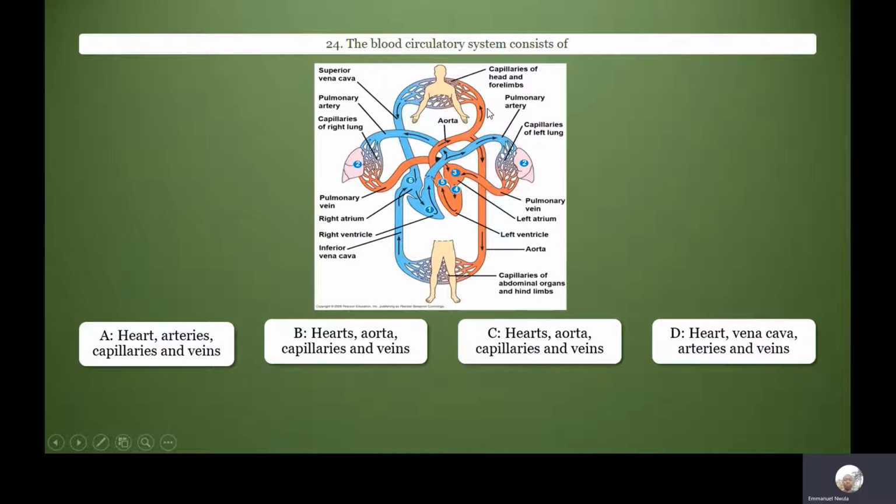The blood circulatory system consists of the heart, the arteries, the veins, the capillaries. So the heart and the blood vessels. So that is option A.